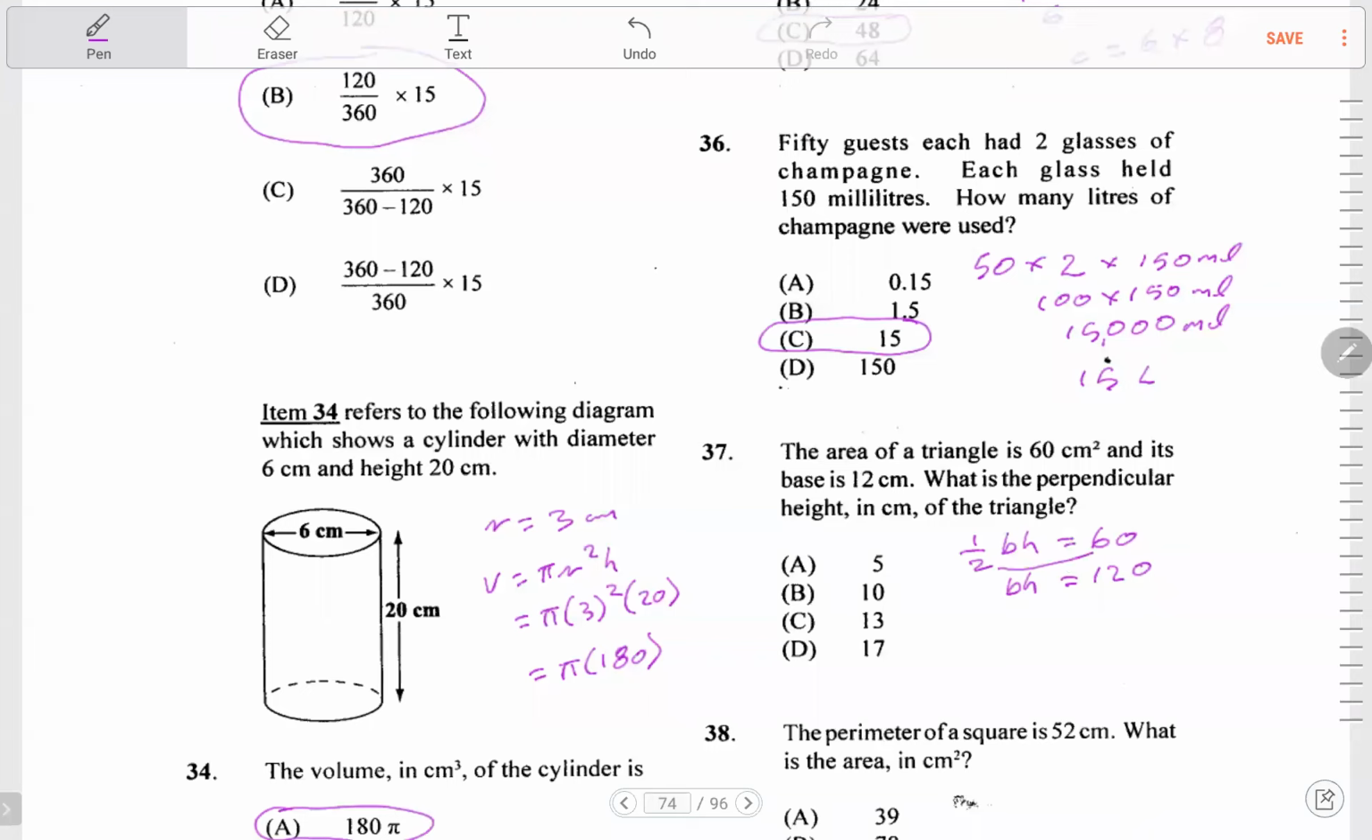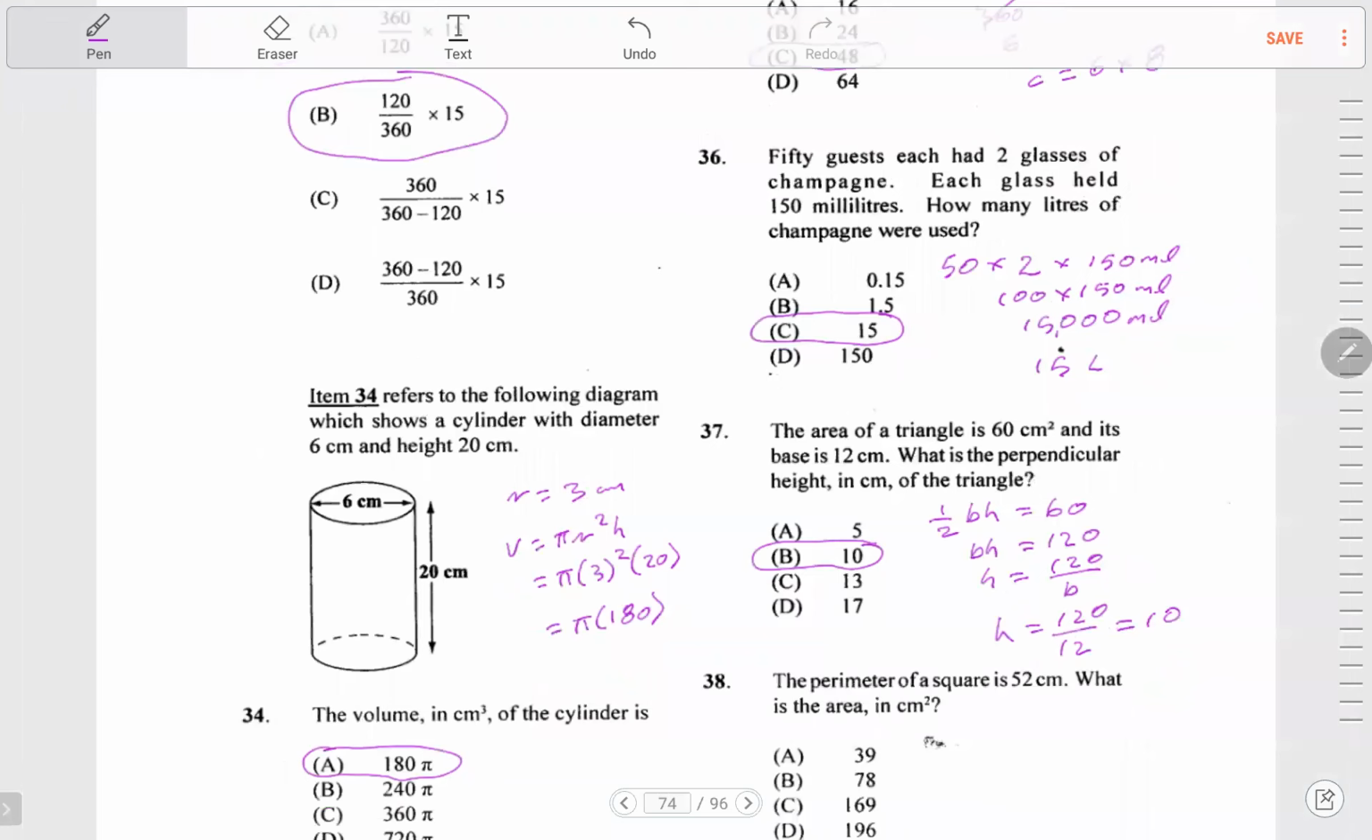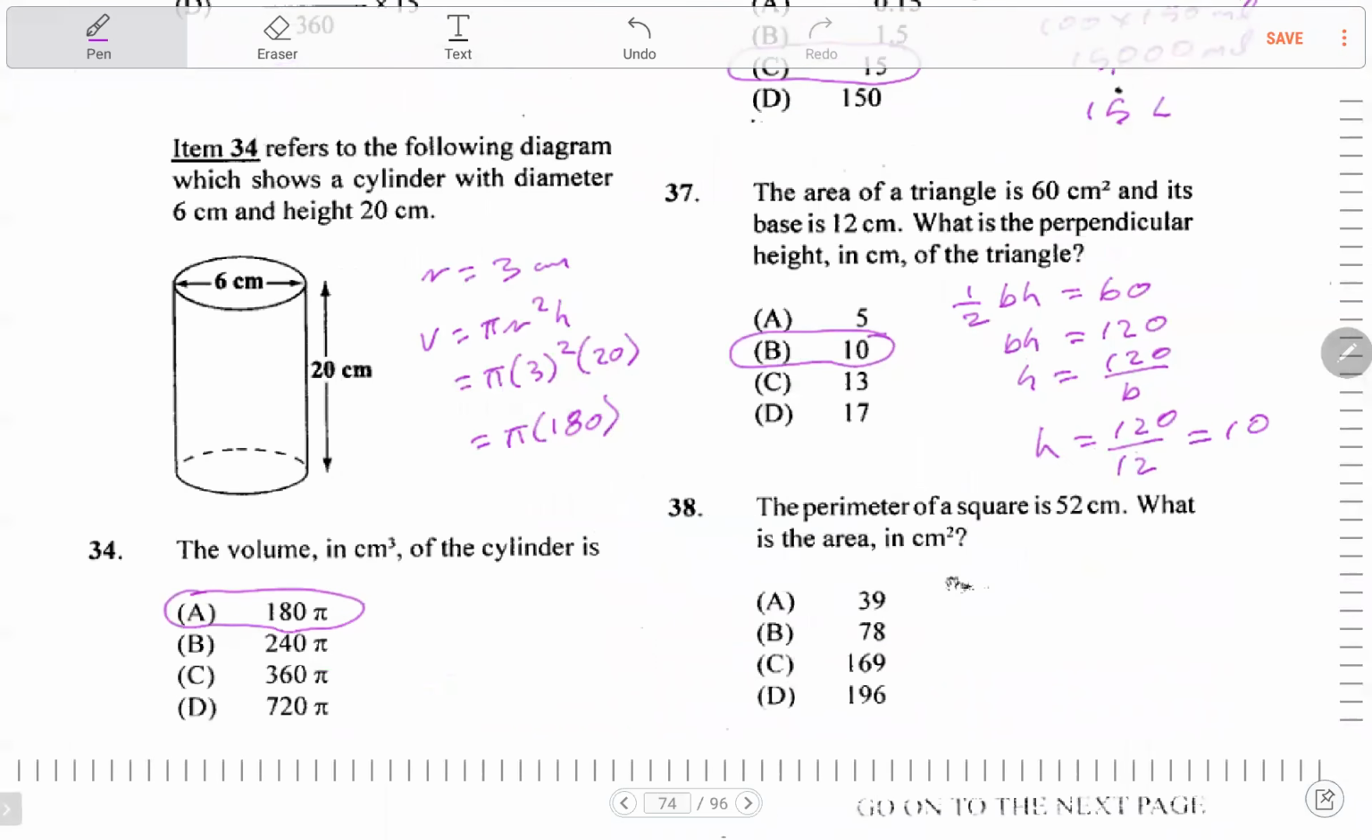Multiply the 2 across here, 120. What do we want to find? We're trying to find the height. So the base is 12. So the height equals 120 divided by the base. So it's 120 divided by 12, which therefore is 10. So the height is 10 centimeters.